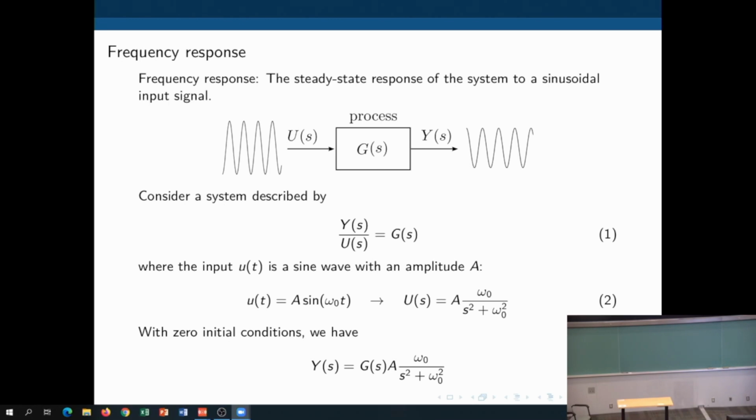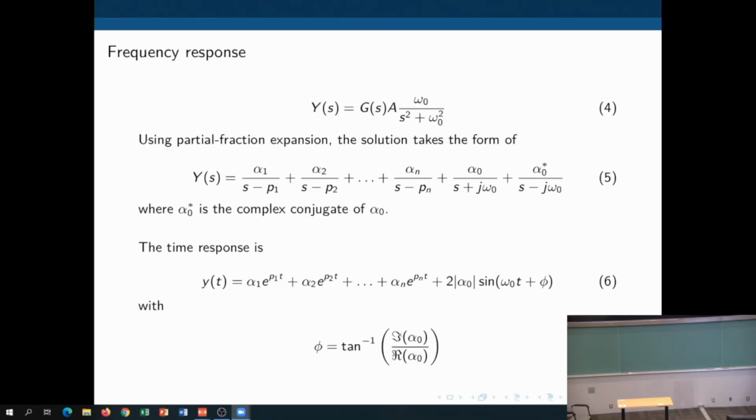If we are giving this system a sinusoidal waveform, then the input is in the form of a sine of omega 0 t. Omega 0 is the frequency. When you take the Laplace transform of that, we have omega 0 over s squared plus omega 0 squared. If you now want to calculate the output of the system, we simply have to multiply the transfer function by the sinusoidal input. That's what we get, nothing new here. And now we can take the inverse Laplace transform. If you want to solve for the inverse Laplace transform, in our example, G of S had real poles.